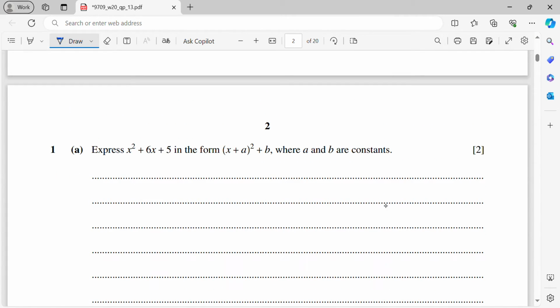Question number 1a. Express x squared plus 6x plus 5 in the form of (x plus a) squared plus b, where a and b are constants. So this can be done using the completing the square method. First of all, I rewrite all the terms. According to the completing the square method, the coefficient for x squared must be positive 1. Since here it is already positive 1, I will just rewrite the first two terms. So it will be x squared plus 6x. Then we need to add two additional terms here, followed by plus 5.